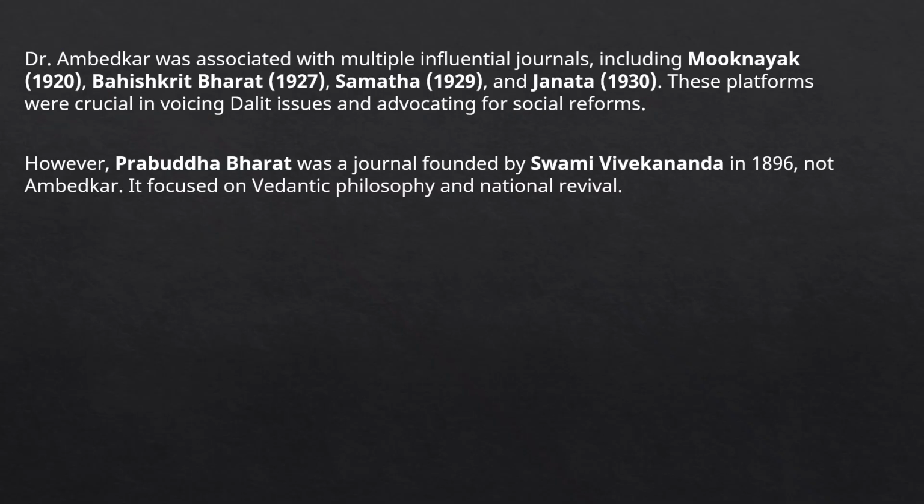Ambedkar was associated with multiple influential journals like Mooknayak in 1920, Bahishkrit Bharat in 1927, Samanta in 1929, Janta in 1930. These platforms were crucial in raising Dalit issues and advocating for social reforms. Prabuddha Bharat journal was associated with Swami Vivekananda. It was launched in 1896, not by Ambedkar. It focused on Vedantic philosophy and national revival.